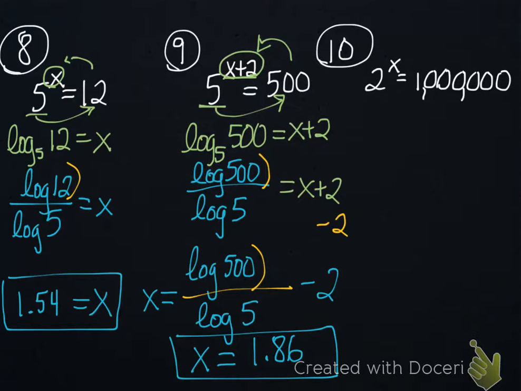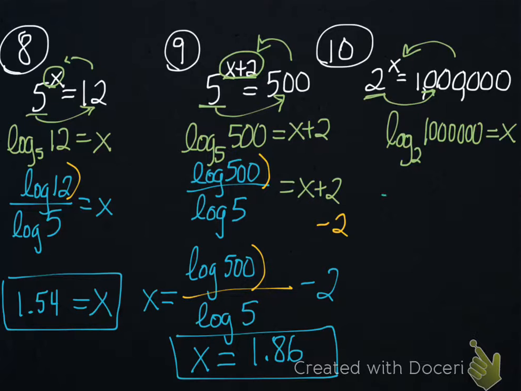Let's look at number 10. Number 10 looks crazy. Well, it's not really. It just needs to be turned into a log. The base is 2. Log base 2 of what? Yeah, the big long number with 6 zeros equals the exponent, x.